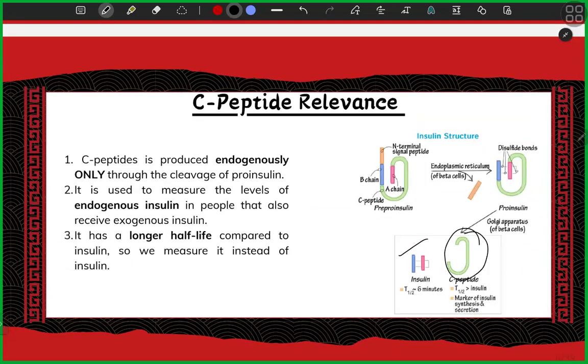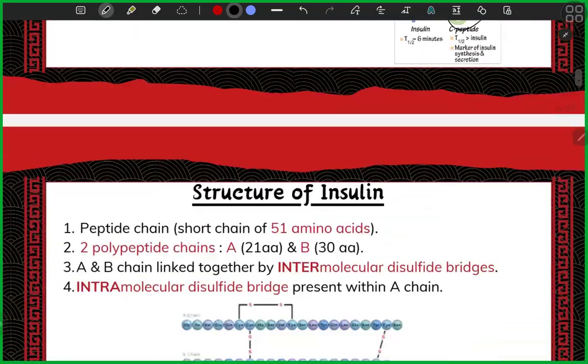What's C-peptide? C-peptide is something that's formed after the cleavage of proinsulin, as I said before, and it's only formed through endogenous insulin. So it can only be produced in your body. For example, in some patients like diabetic patients, you give them exogenous insulin to help with their diabetes. That does not have C-peptide. So this is how you measure the original level of insulin. Also, because insulin has a shorter half-life than the C-peptide itself, you cannot directly measure the insulin. So we measure the C-peptide instead, right?